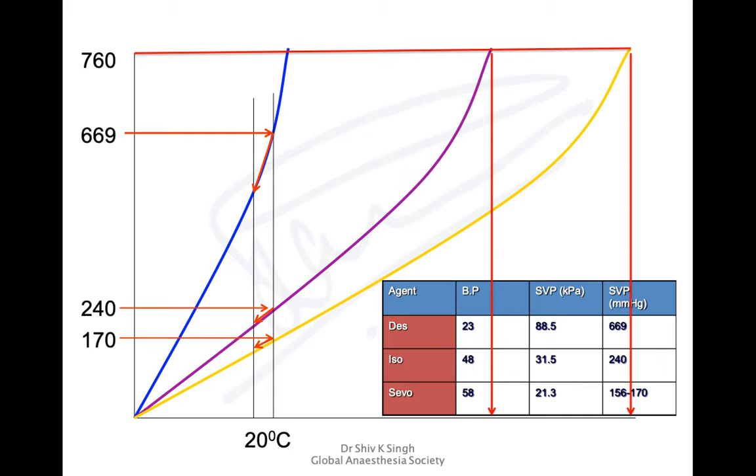So if you look at the MAC of sevoflurane and the MAC of isoflurane, 1.15 or 2, they are highly potent. You don't require a huge amount of these. But for desflurane, MAC is around 5 to 6 or 6 to 7%. So you require very large amounts of desflurane to maintain the anesthesia. So the drop will be much greater with desflurane than with sevoflurane.